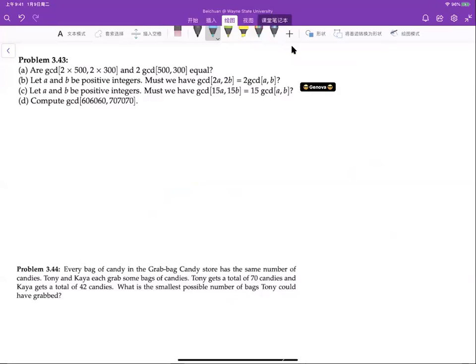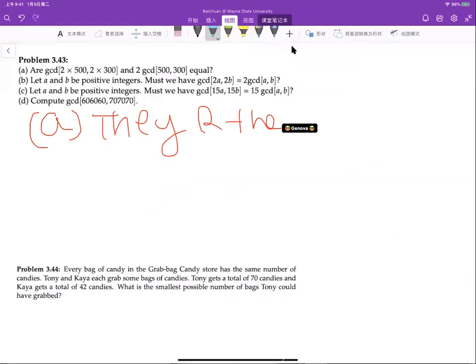All right, so for 43, you can do the same thing. Or you can think about this question by the same idea. You can still consider the prime factorizations.